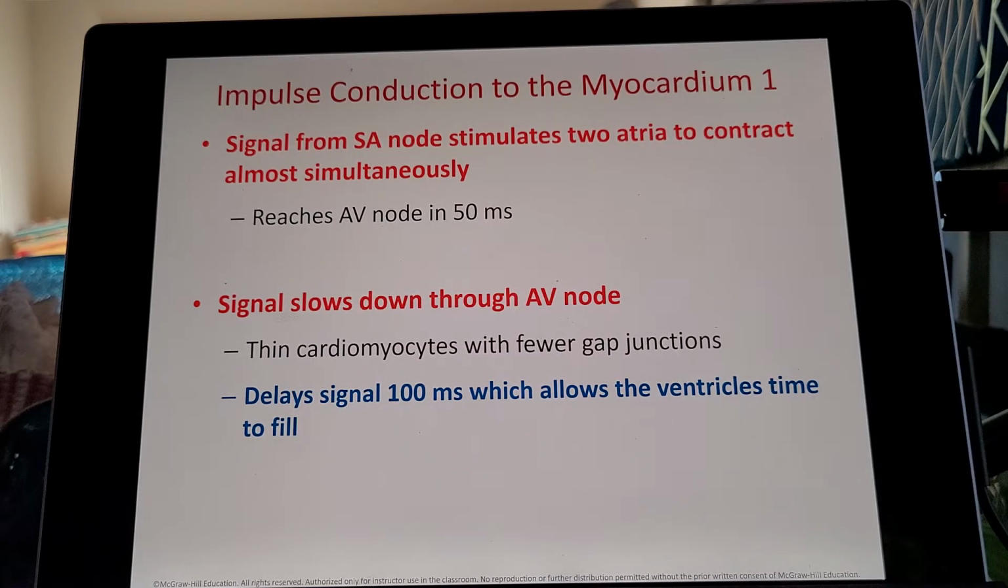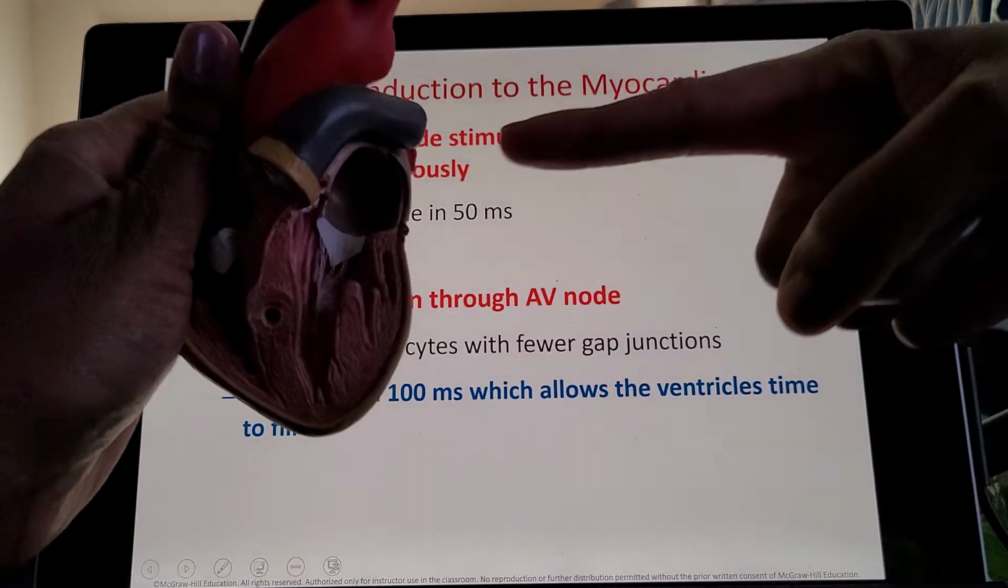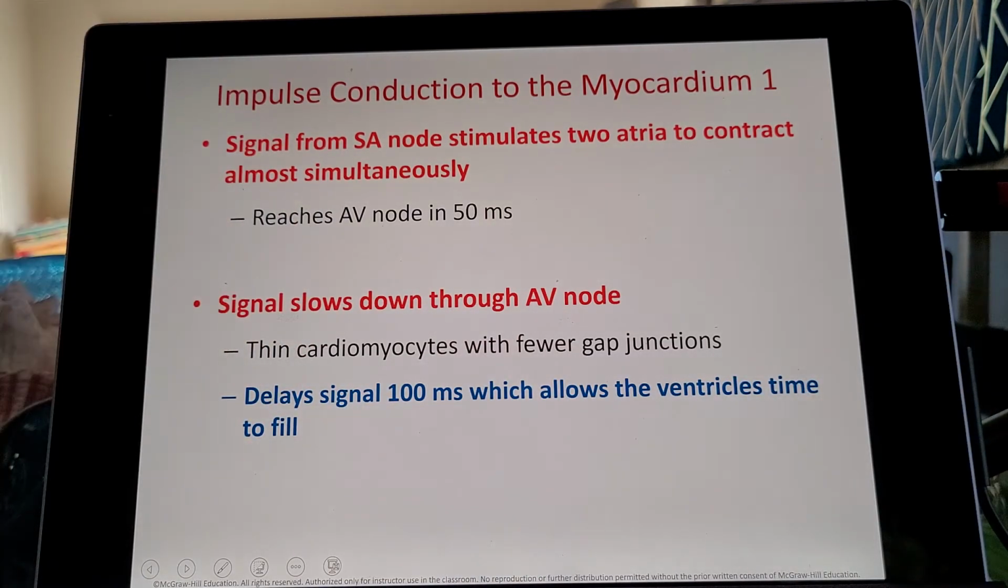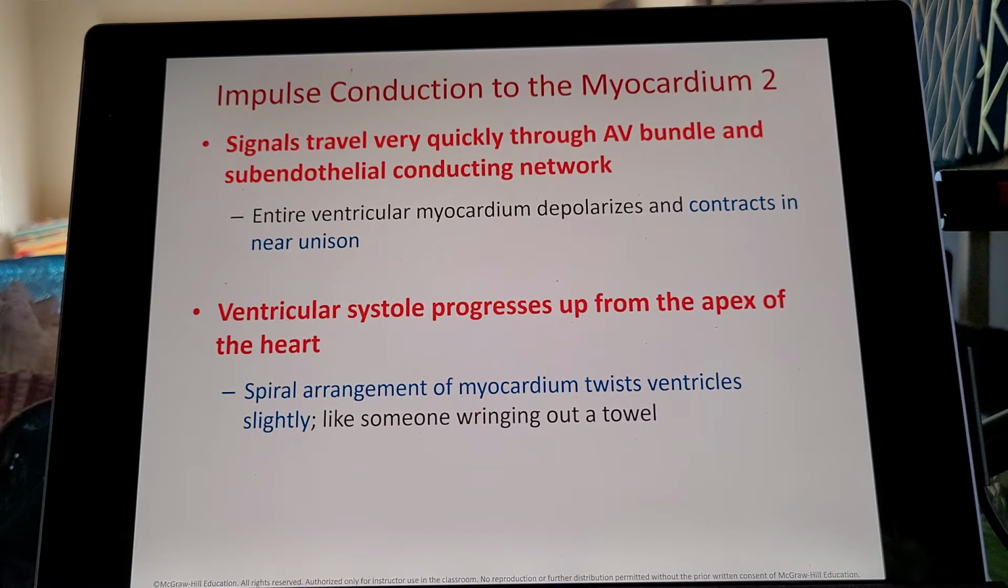After it's passed through the atria, that signal goes to the AV node. In that AV node, it slows down the signal a little bit, so it's going to delay the signal for about 100 milliseconds. That allows those atria to contract and fill the blood into those ventricles at the bottom. Then the signal moves through our AV bundle, also called the bundle of His, that middle section.